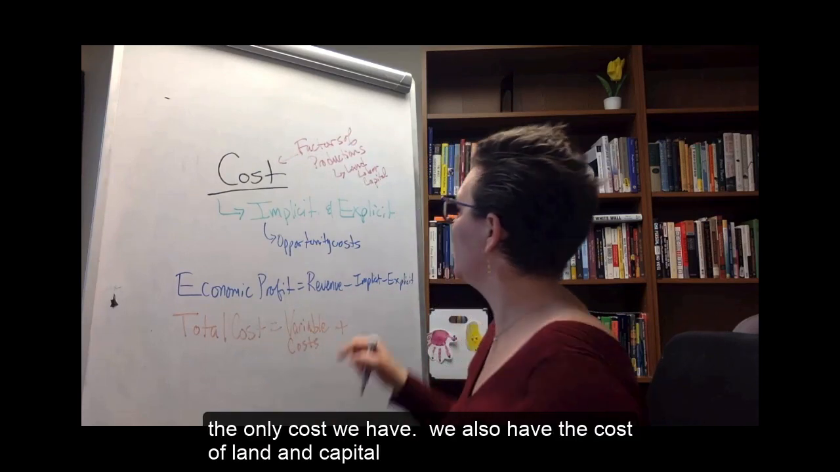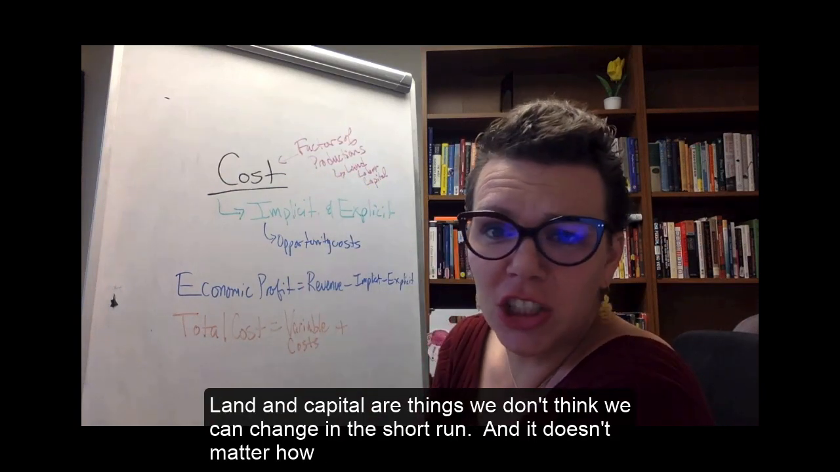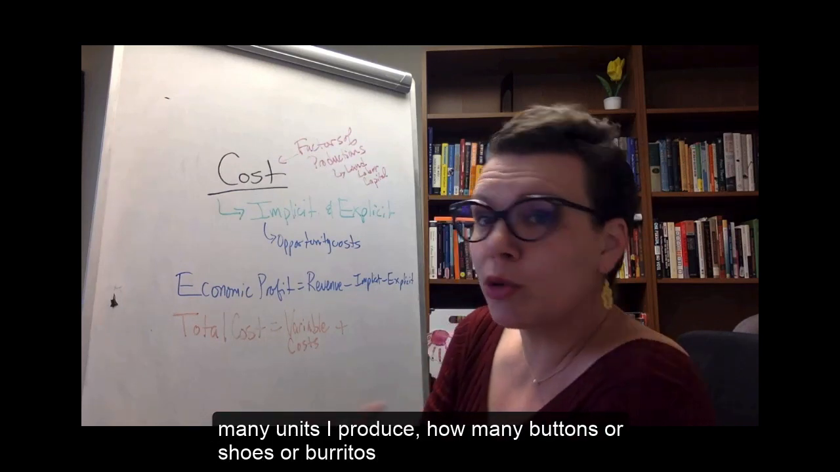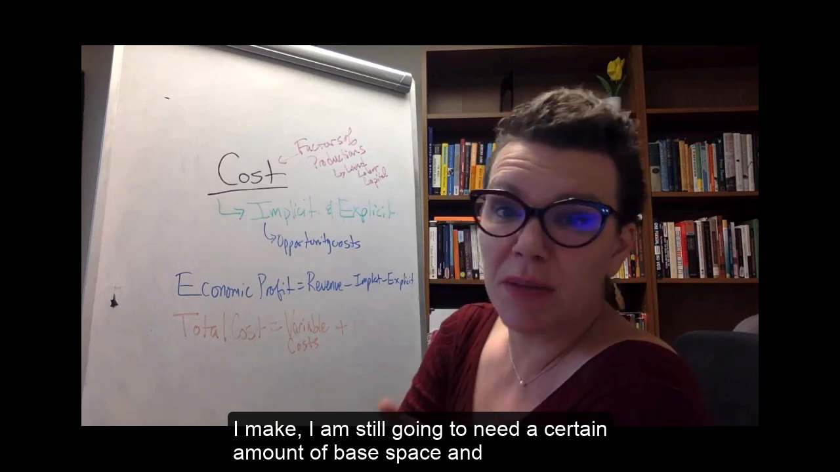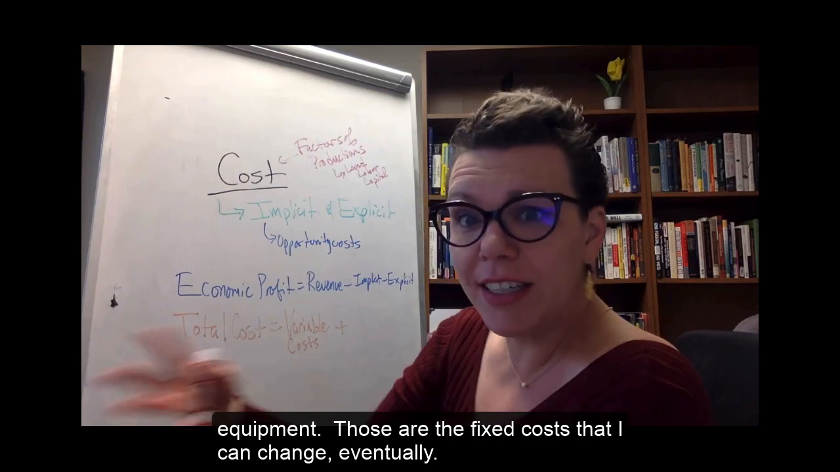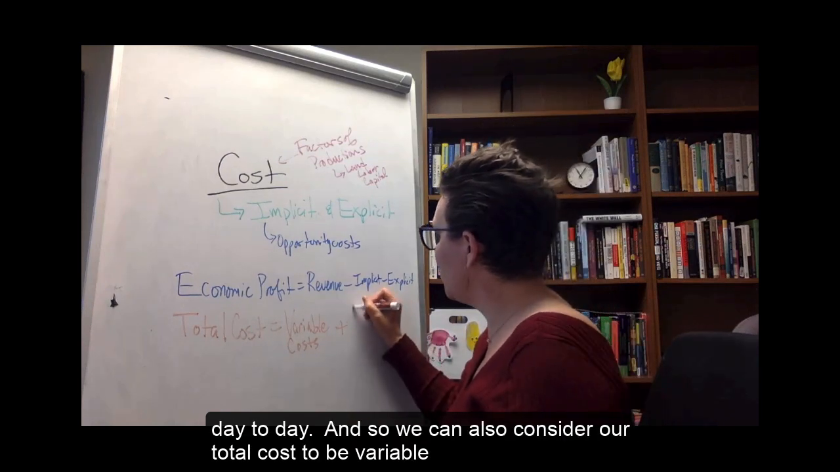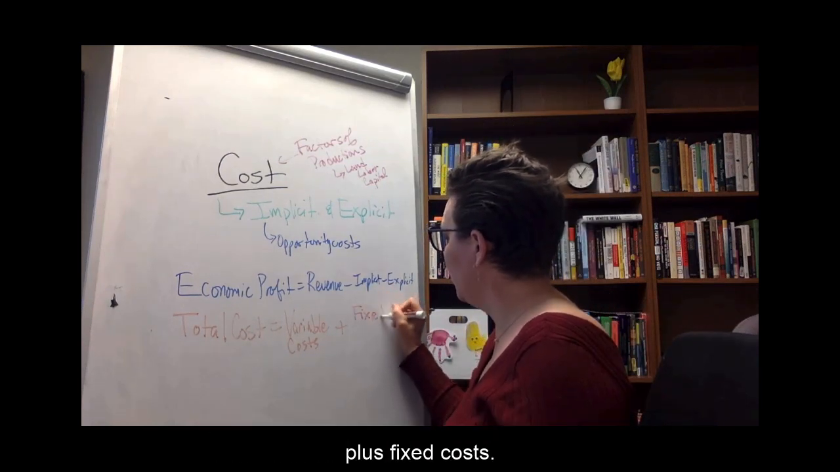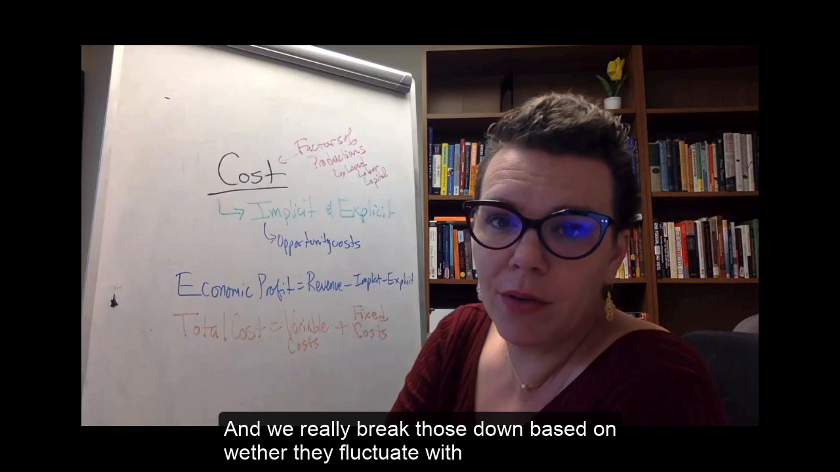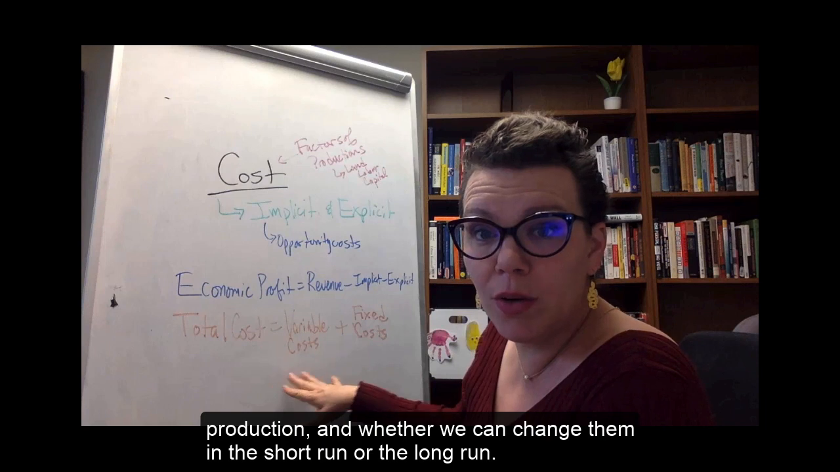But that's not the only costs we have. We also have the cost of land and capital. Land and capital are things we don't think we can change in the short run, and it doesn't matter how many units I produce, how many buttons or shoes or burritos I make, I still am going to need a certain amount of base space and equipment. Those are the fixed costs that I can change eventually in the long run in months or years, but I can't change day to day. And so we can also consider our total cost being variable plus fixed costs. And we really break those down based on whether they fluctuate with production and whether we can change them in the short run or the long run.